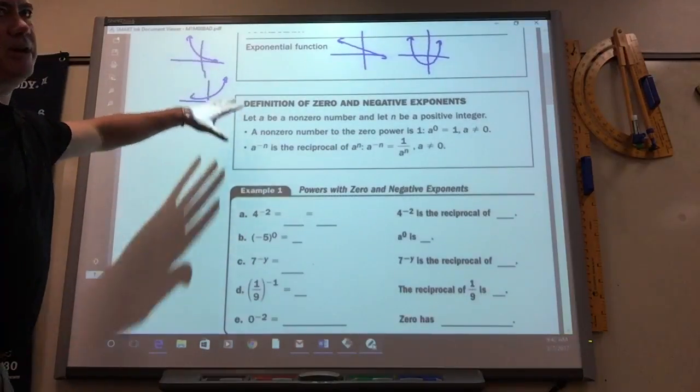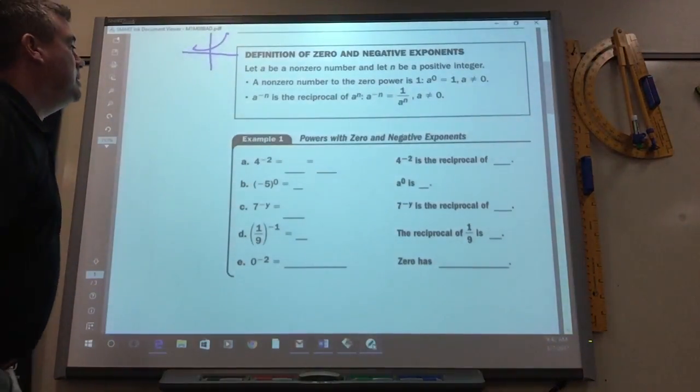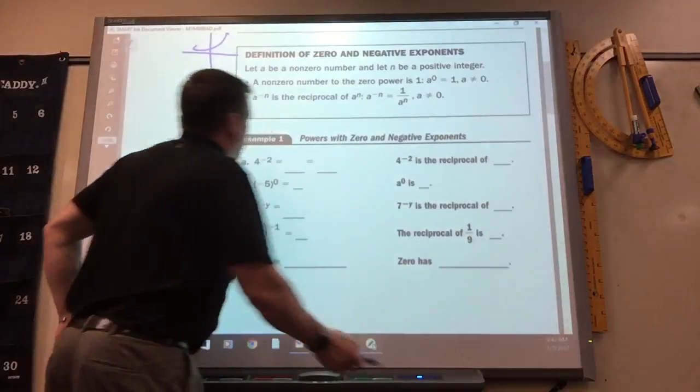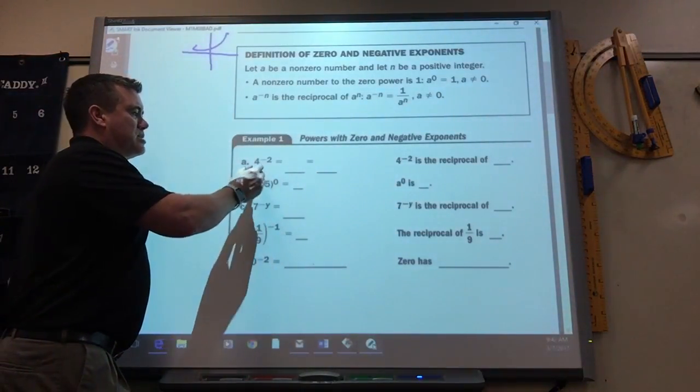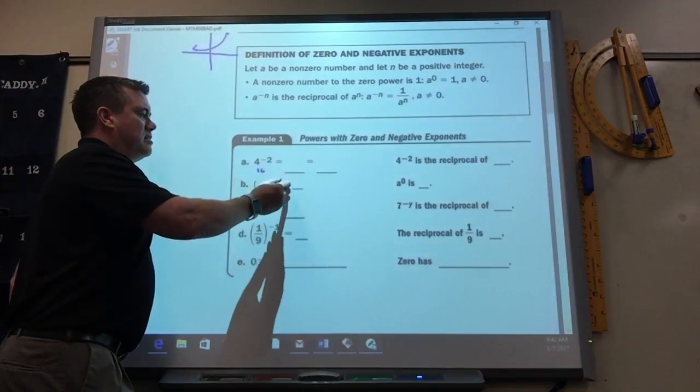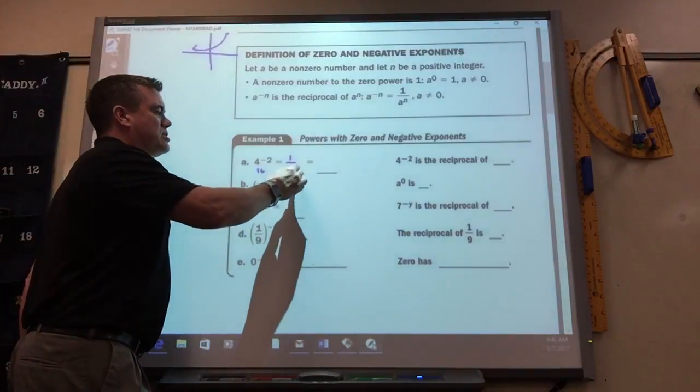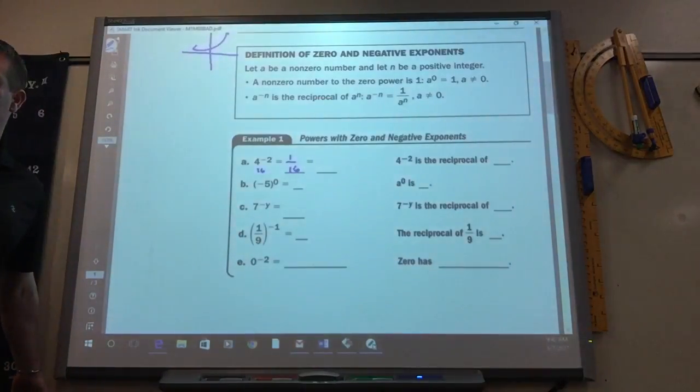But we're not going to be really graphing those yet. They're just showing you what that is. So, when we've got a negative exponent, just figure out what 4 squared is. 4 squared is 16, so 4 to the negative second is 1/16. All right, everyone understand that?